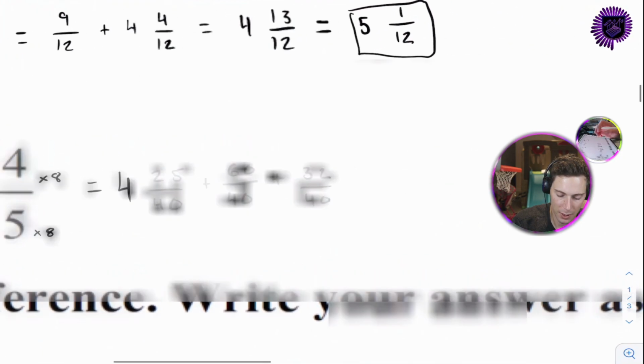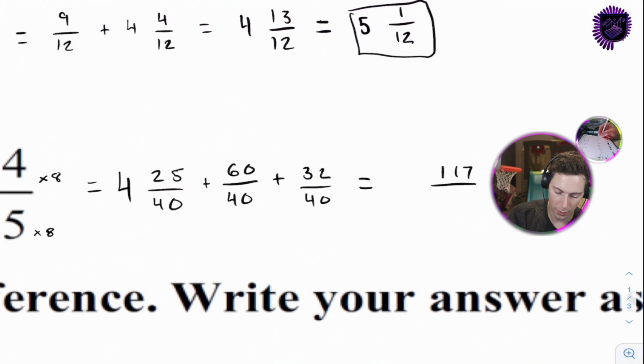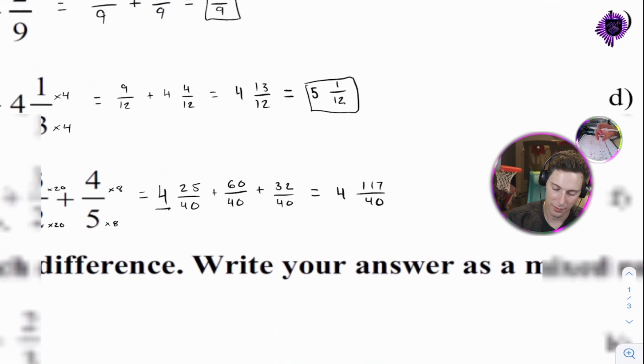Yes, okay. 60 plus 20 plus 30, 110. 60 plus 50, 110, and then 5, 117. This is going to be equal to 117 over 40, and of course we bring our whole number 4, so 4 and 117 40ths.